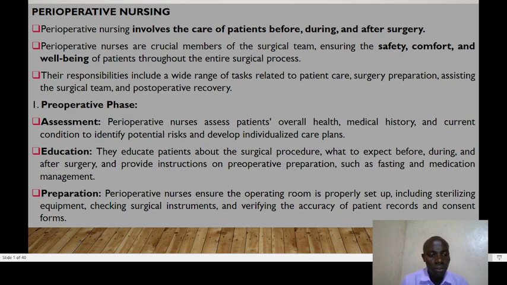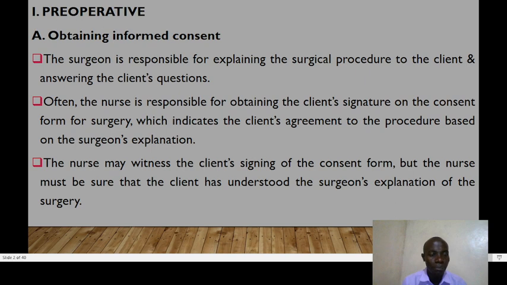On preparation, as a perioperative nurse, you're going to ensure that the operating room is properly set up, including sterilization of equipment, checking of the surgical equipment, and verifying the accuracy of the patient records and their consent forms. So let's start with obtaining the informed consent.